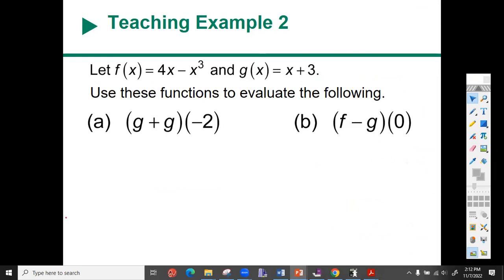So, for example, we have g plus g at -2. What that tells me is I'm going to add g to itself. So I would have x plus 2 plus x plus 2. Does that make sense? Because it says g plus g. And what does g equal? x plus, I wrote 2 and it's a 3.